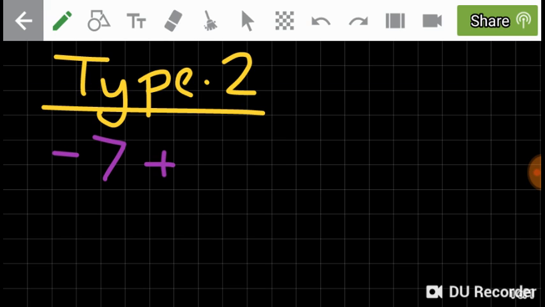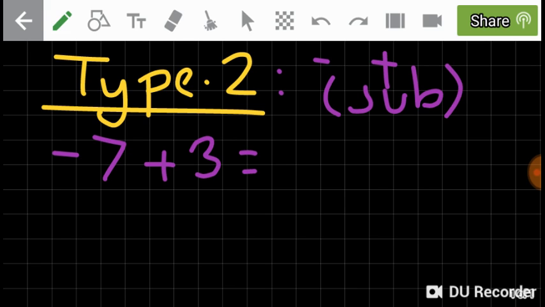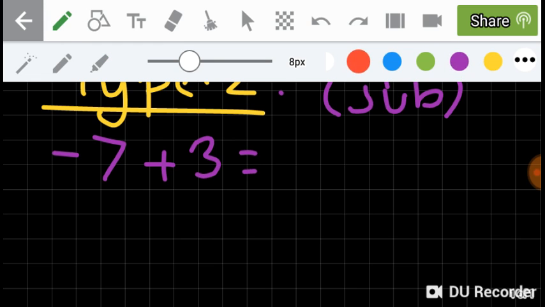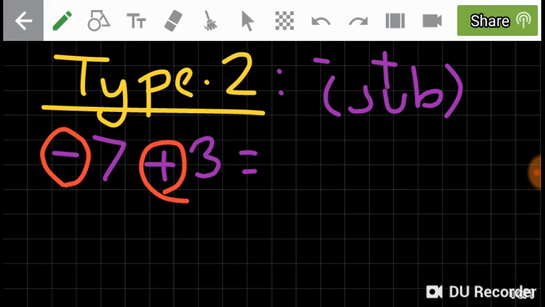Say negative 7 plus 3. What should be the answer? In this case, whenever there is one number negative and another number positive, we always subtract the numbers. The answer will always be the difference of the two numbers whenever there is a positive and a negative together. So the difference between them is 4. Now my point is, here there is a trick. Is it going to be a positive 4 or a negative 4?